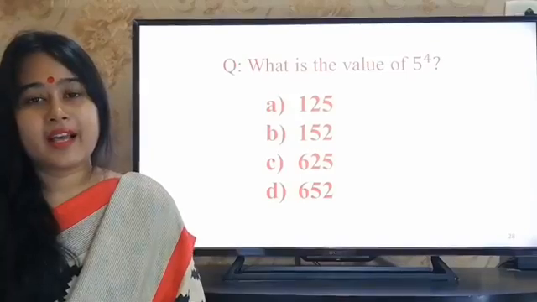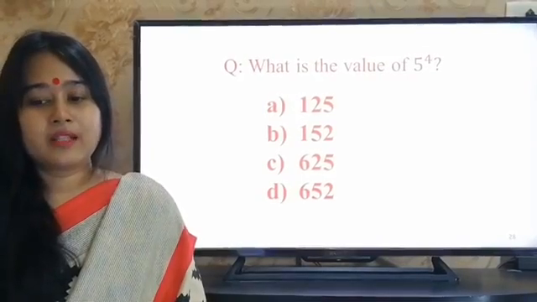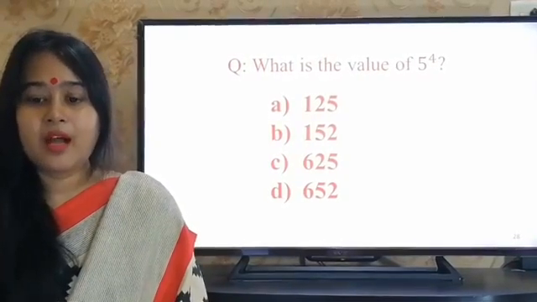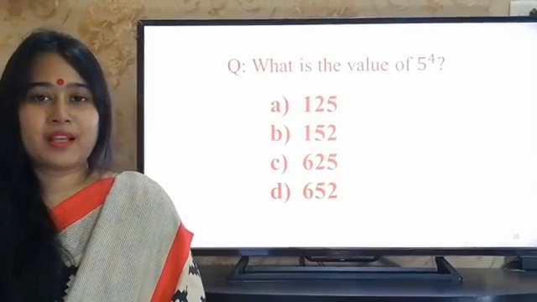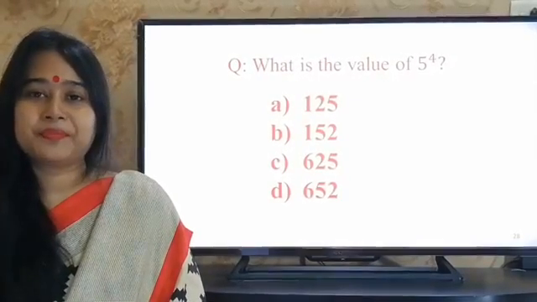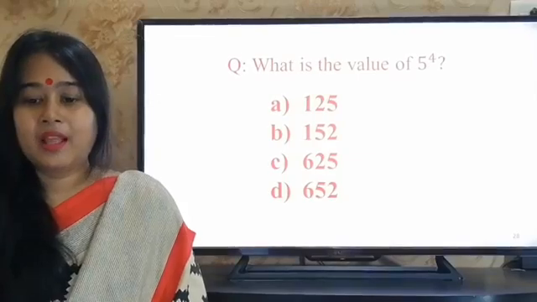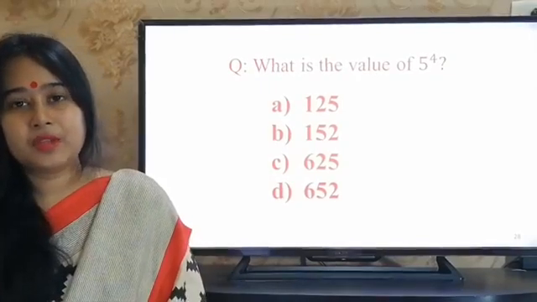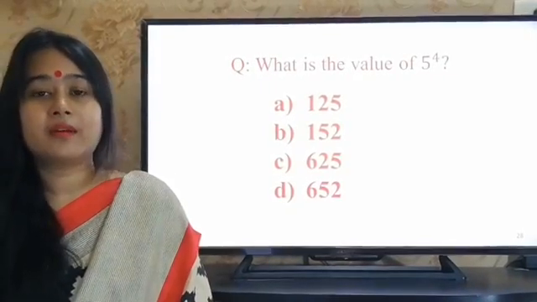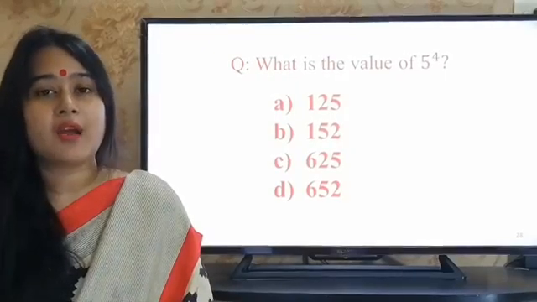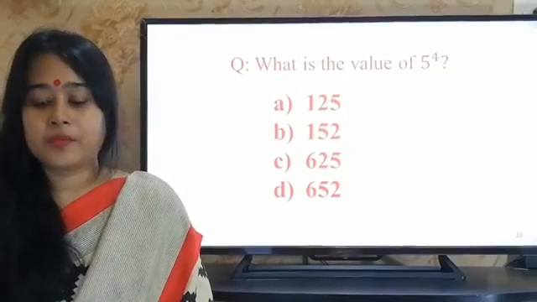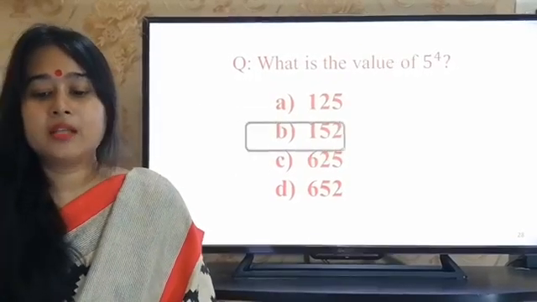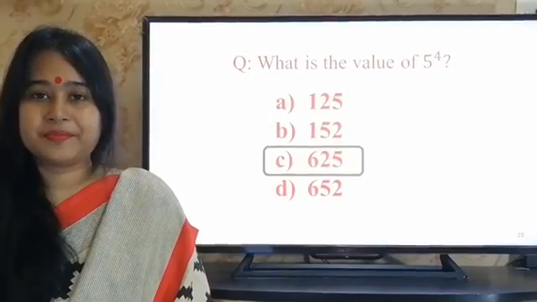Well, here is a question for you. What is the value of 5 to the power 4? I guess you are doing it on your copy. Well, I'm helping you with this math. 5 to the power 4 means 5 is multiplied by 5, 4 times. How many times? 4 times. So if we multiply 5 into 5 into 5 into 5, we got 625.